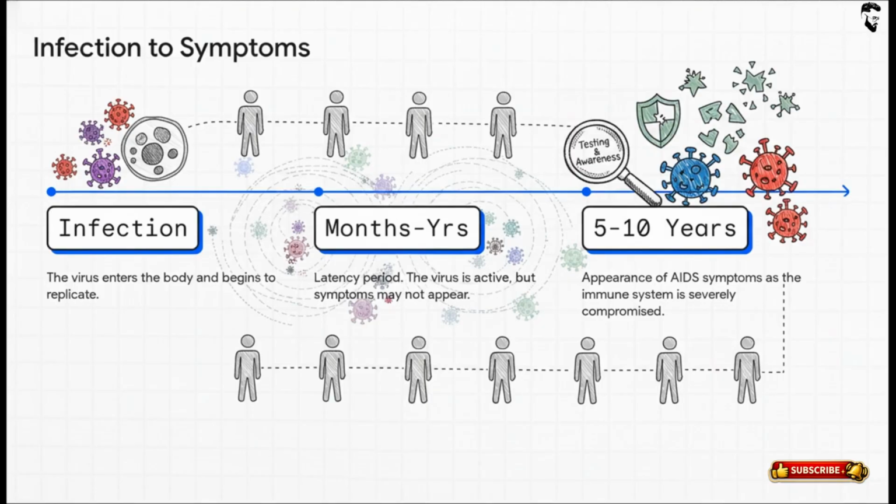Now, here's something that makes this virus particularly tricky. After someone is infected, there's often this really long period, we're talking 5 to 10 years, sometimes even more, where they might feel perfectly fine. This silent period where the virus is active but there aren't obvious symptoms is a huge reason the epidemic spread so fast in the early days. It just moved through communities completely unseen. And that's exactly why awareness and testing are so important.